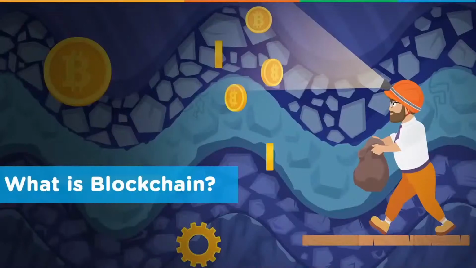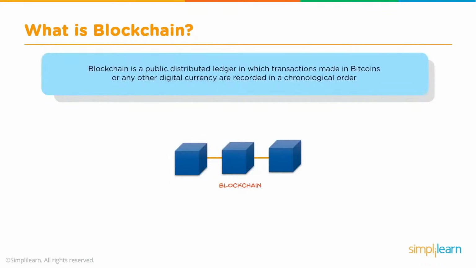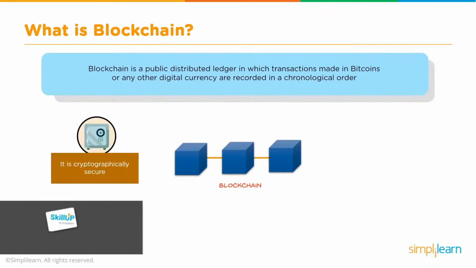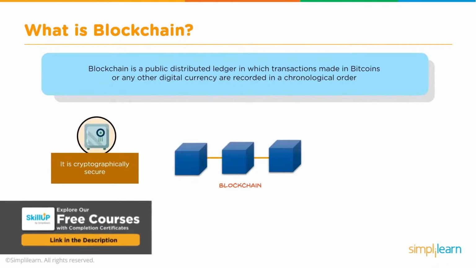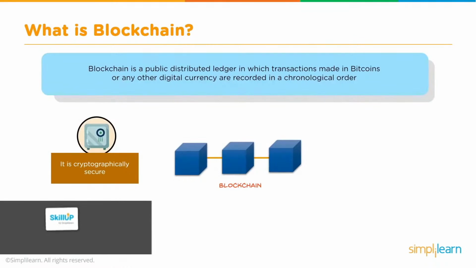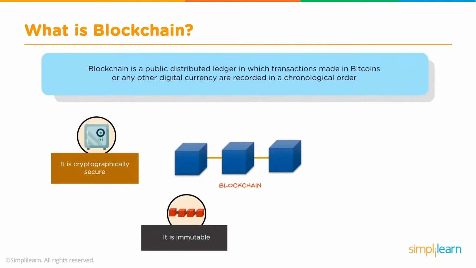Now, what is blockchain? Bitcoin runs on the underlying technology of blockchain. Blockchain is a public distributed ledger in which transactions made in Bitcoins or any other digital currency are recorded in a chronological order. So let's see certain features. It is cryptographically secure, signed using your private key and then shared on the network with the public key. It is immutable. Any record or any transaction added on the blockchain cannot be modified or altered.